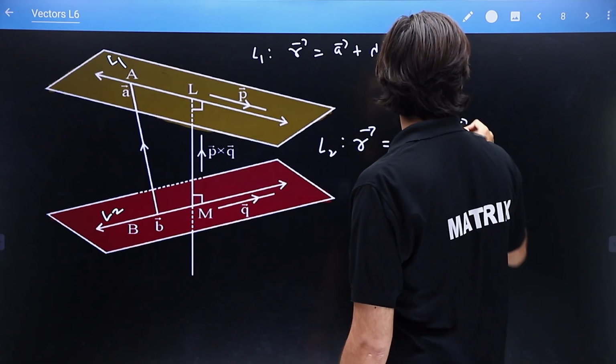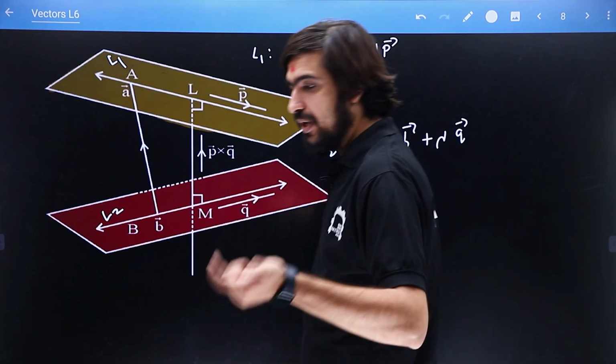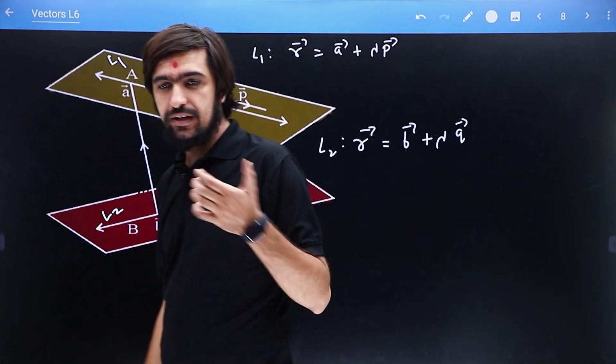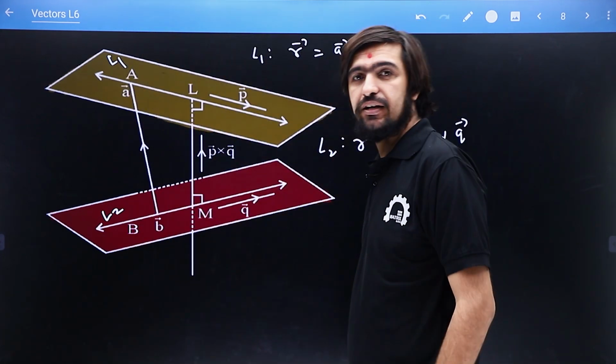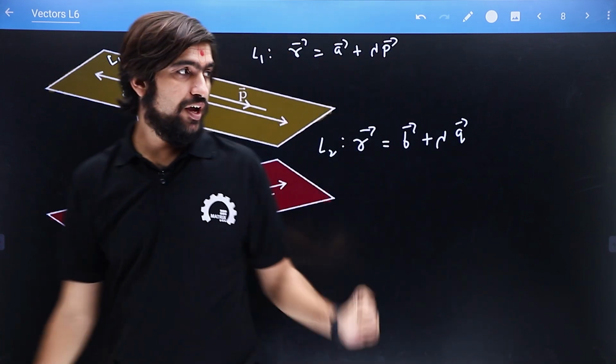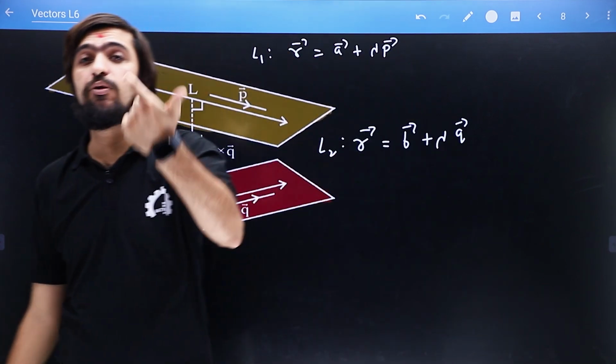Okay. So these are equations of lines. Remember, P and Q are not parallel, neither are they intersecting. So these lines are neither intersecting nor parallel. So we are solving skew lines. So we have to think about it.